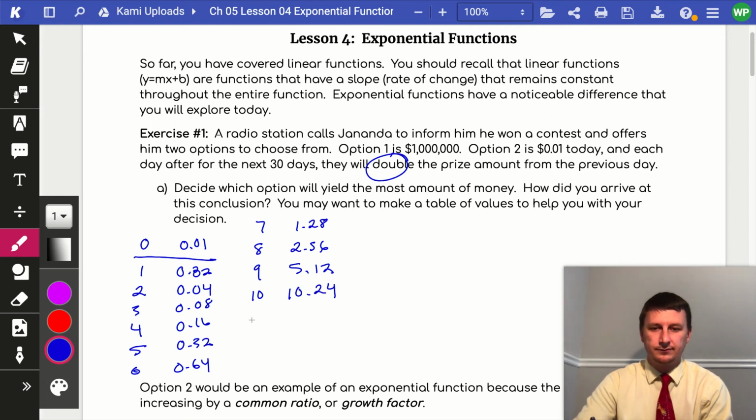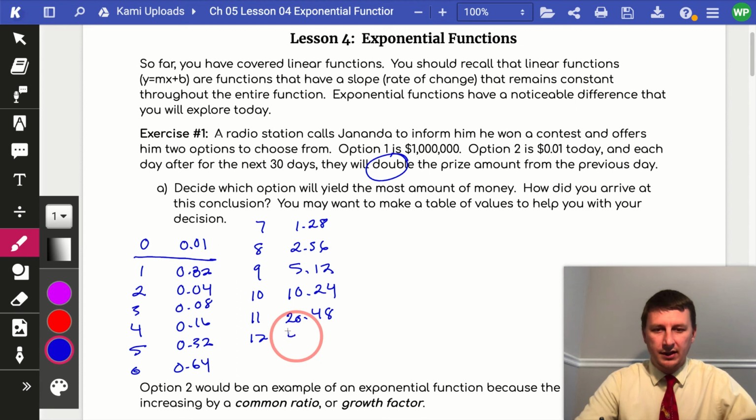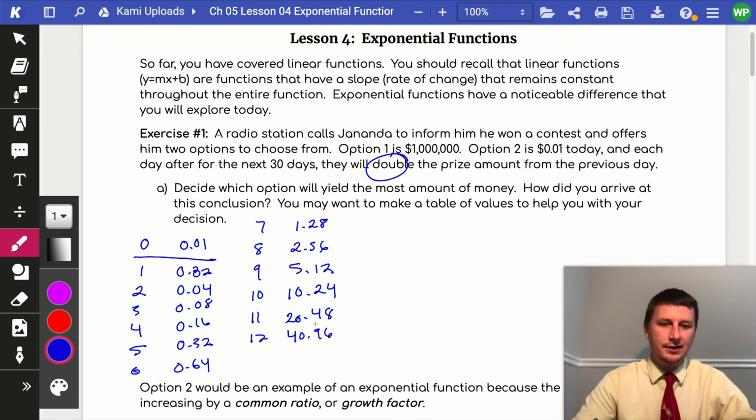10 days is $10.24. 11 days will give us $20.48. 12 days will give us $40.96. Okay, so we're still only at $40, and we're trying to get to $1 million right now. I don't know if we're going to get there because we're at 12 days. We're almost halfway there. We're only at $40.96.